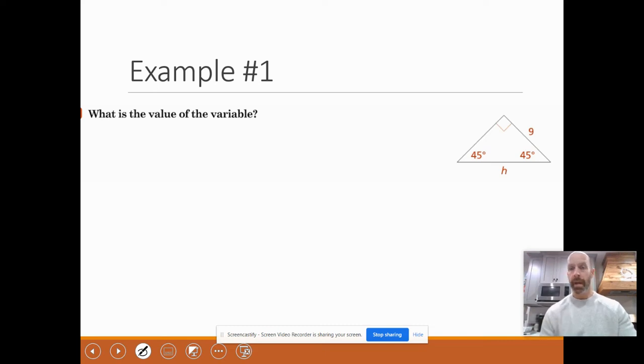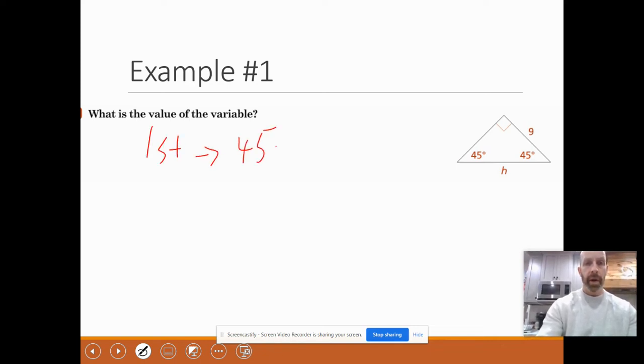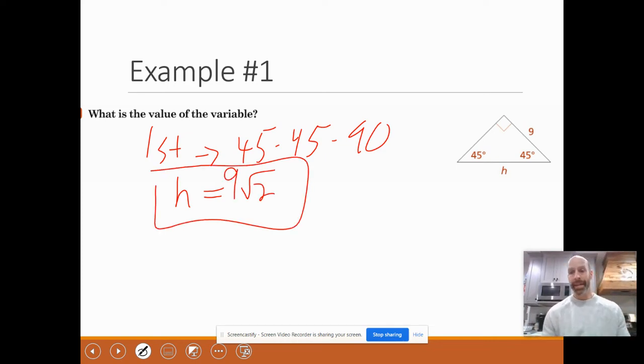So here's an example. First of all, we want to identify that this is indeed a 45-45-90 triangle, which it is. So therefore, we know that the length of the hypotenuse, h, is simply going to be square root of 2 times 9. That's it. It's pretty easy. Now, if you want to figure out the decimal approximation, we'll just do 9 times the square root of 2. So it's about 12.73.